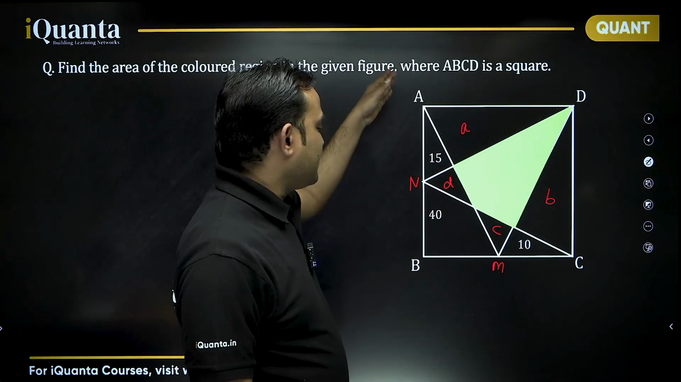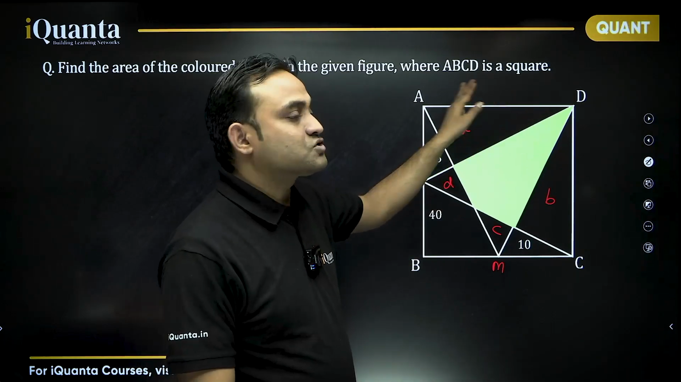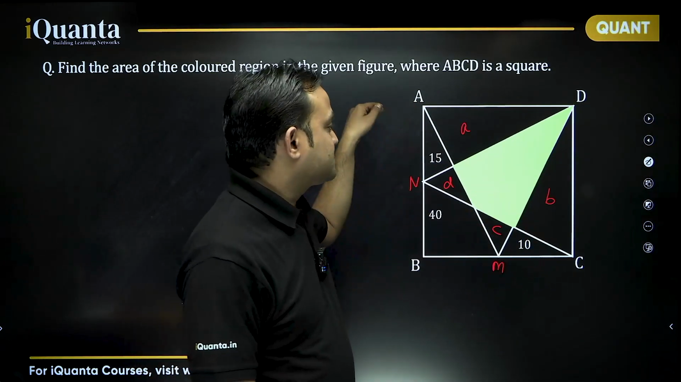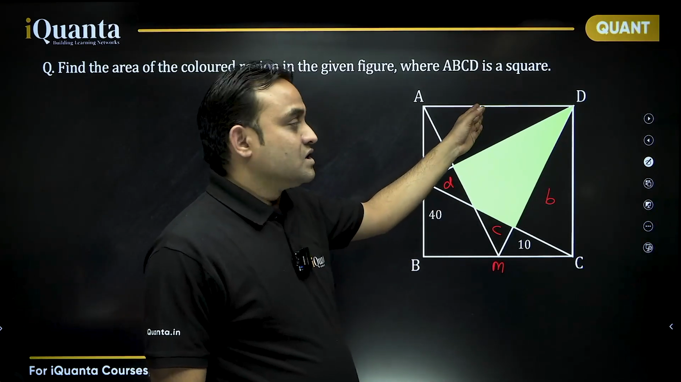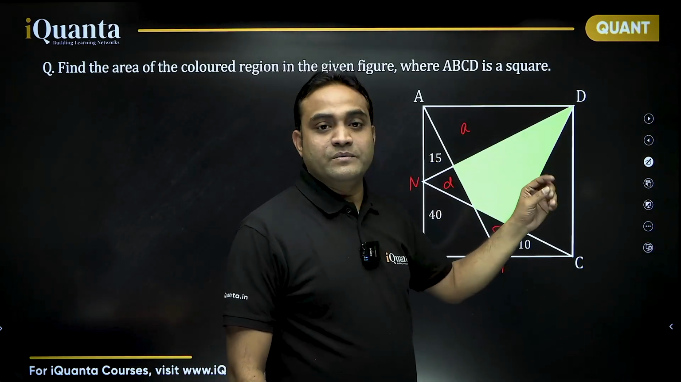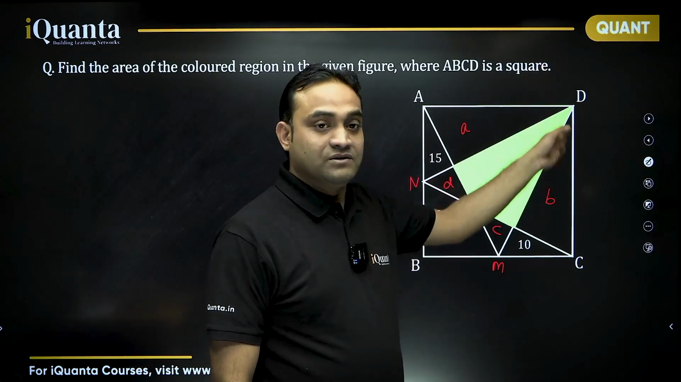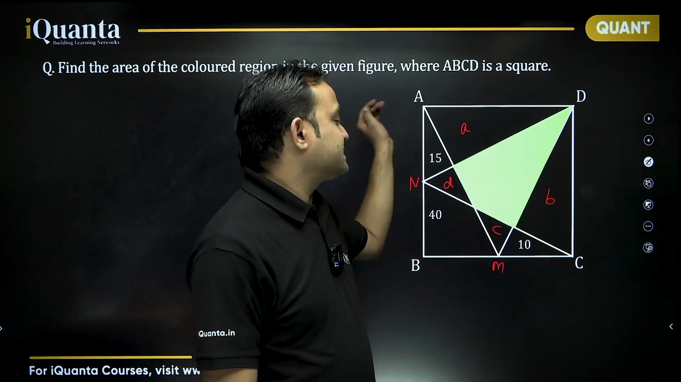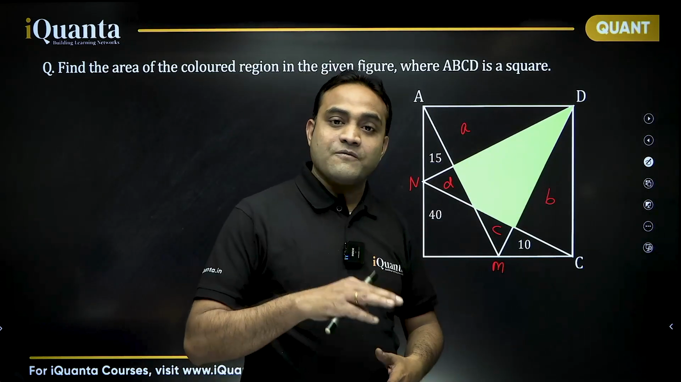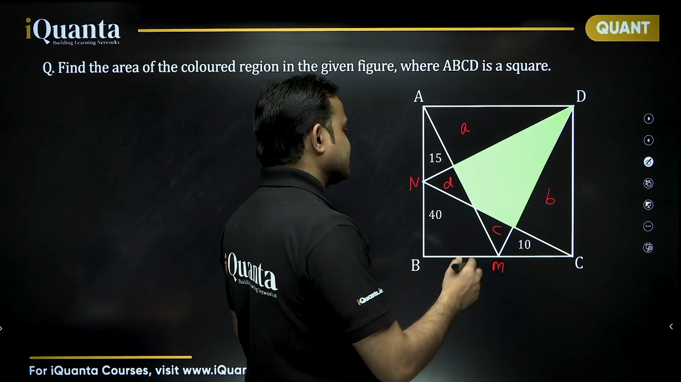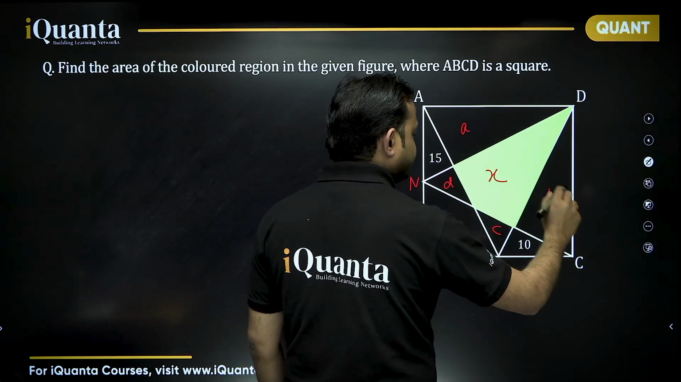of triangle AMD will be nothing but half of the square, because base AD, height will become DC. So area of triangle AMD will be half of AD into CD, which is height, and area of square is AD into CD. So area of triangle AMD will be half of it. Now let's say this shaded region area is nothing but X.